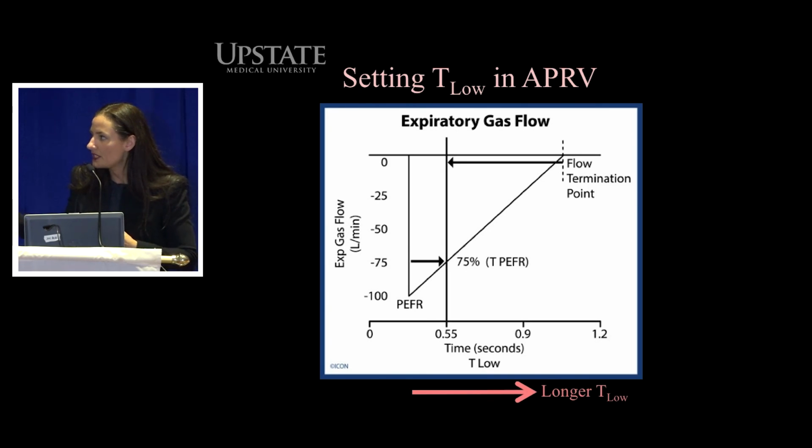If we start extending out the T-low, then you slowly start to decrease that ratio. So then you get a ratio of 50%.